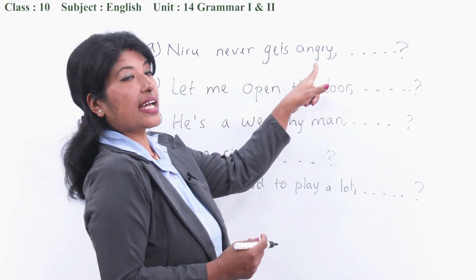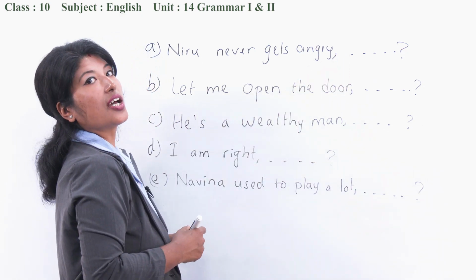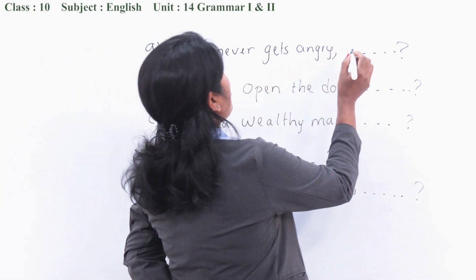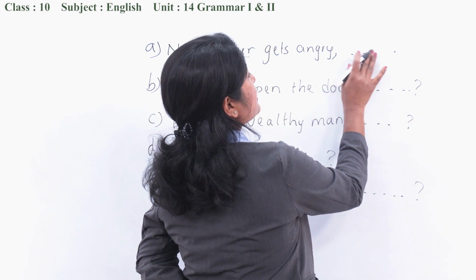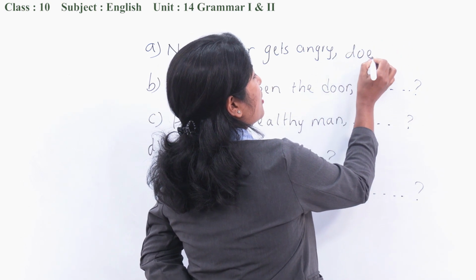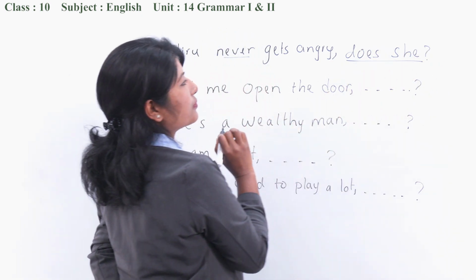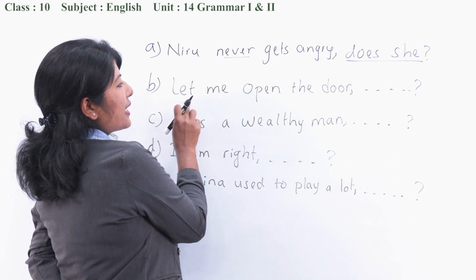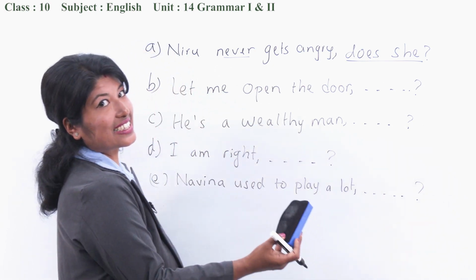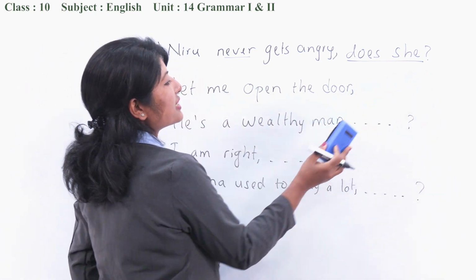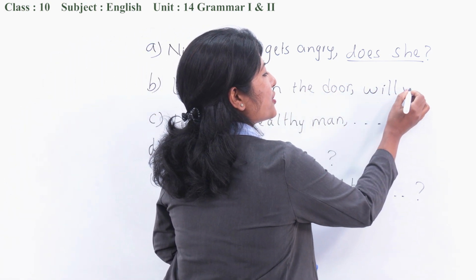Neeru never gets angry. What do you think the tag that can be added? Yes. Does she? Never is already there, so we need a positive tag, that is does she. Okay. Let me open the door. Okay, what do you think? Let me mean, it's not let's. So what will be the suitable tag for this? Will you?